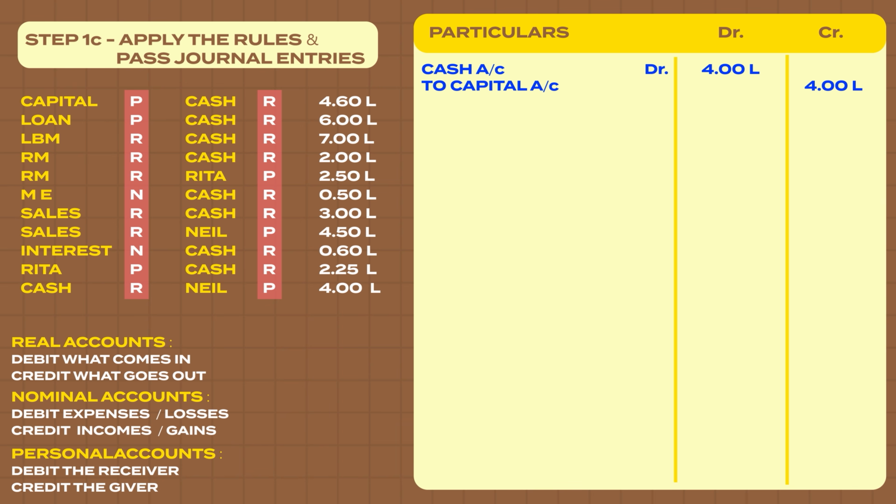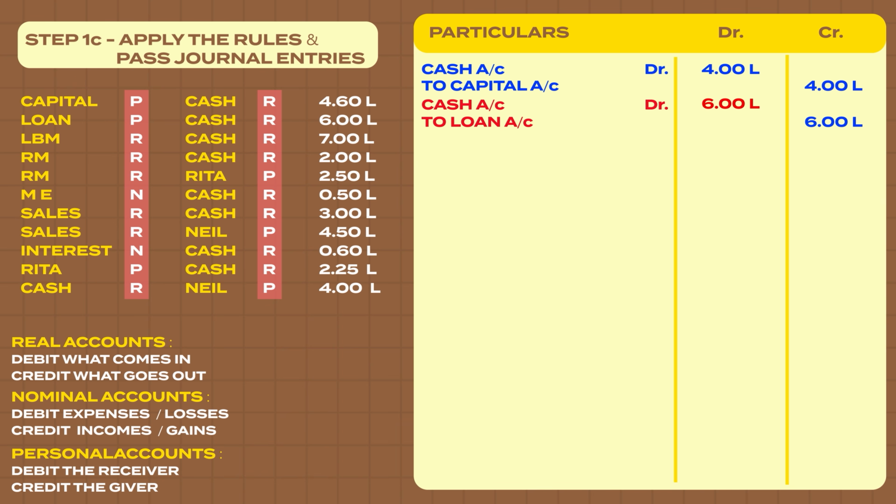Let's go to the second one. Loan was taken. Two account heads are loan and cash. Again, loan is personal, cash is real. Rule for real accounts, debit what comes in. When you took a loan, cash came in, so cash account debit, 600,000. And the bank is the giver. Rule says debit the receiver, credit the giver. So to bank's loan account.